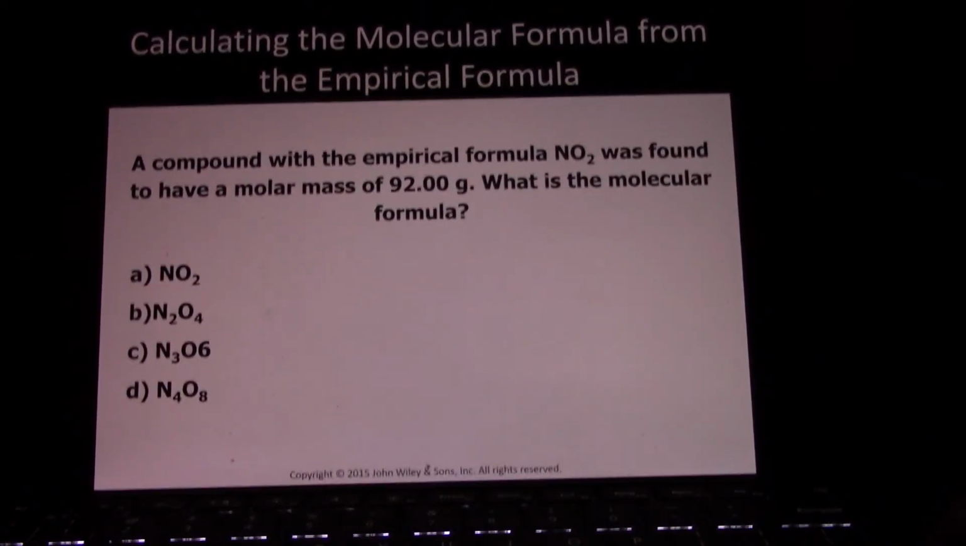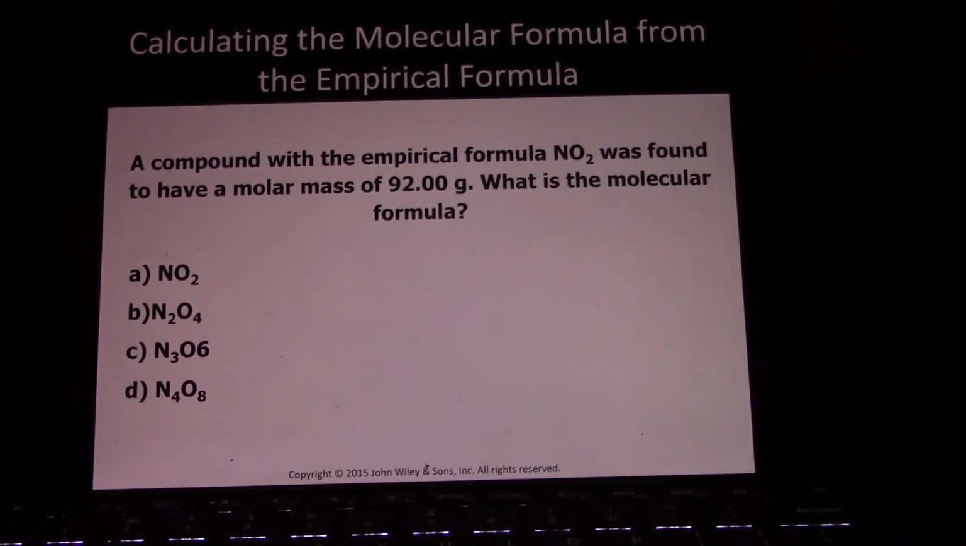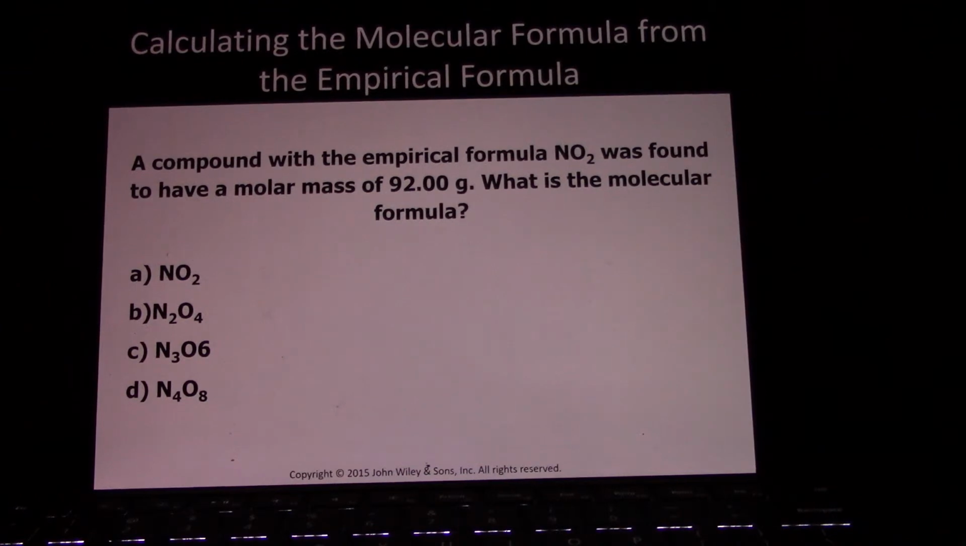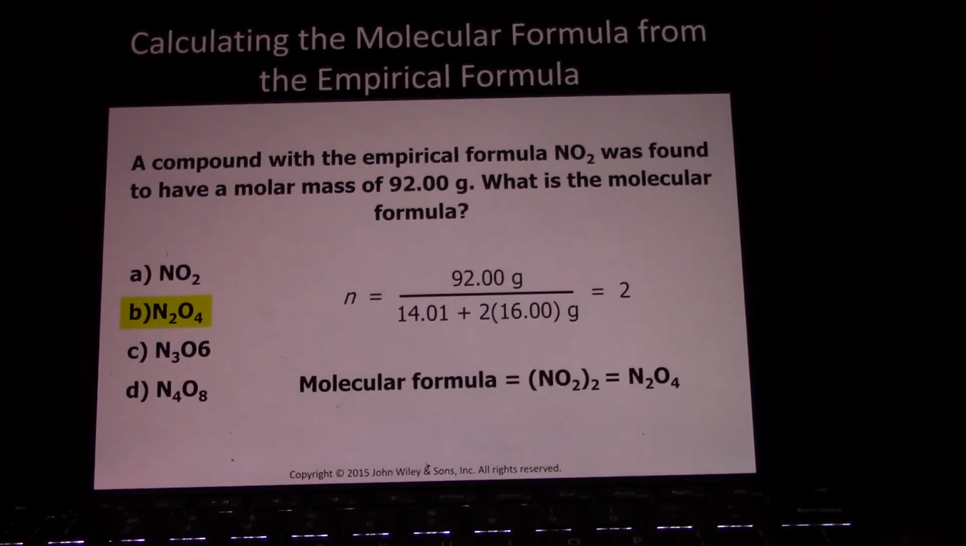Another example, a compound with the empirical formula NO2 was found to have a molar mass of 92 grams. What is the molecular formula? Well, again, you have the molar mass of the compound that has to be given to you, divided by the molar mass of the empirical formula, which is NO2, 14 plus 16 plus 16. Our multiplier is 2. We multiply the empirical formula by the multiplier, and we get N2O4.